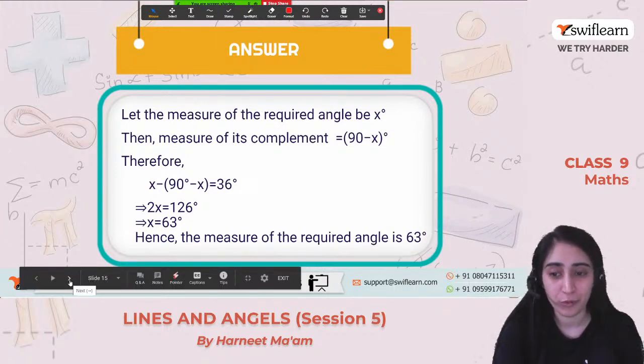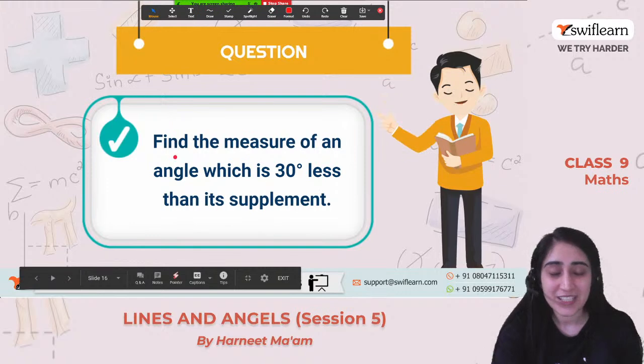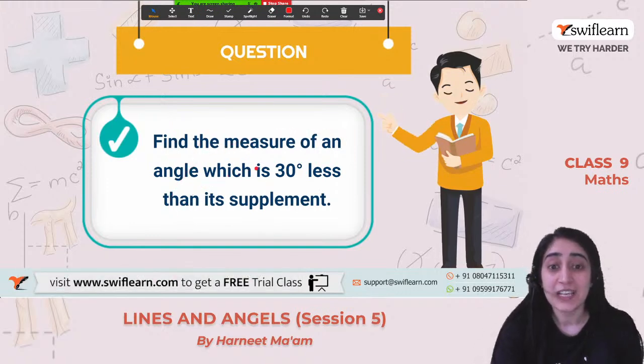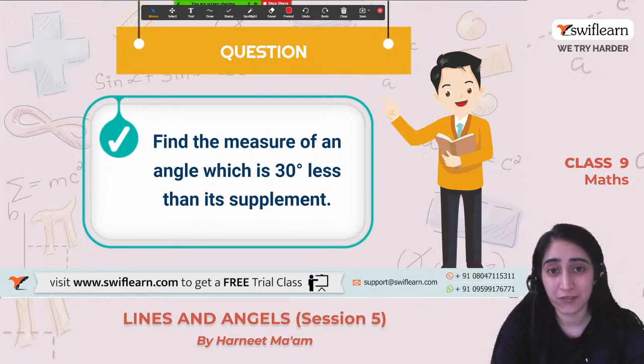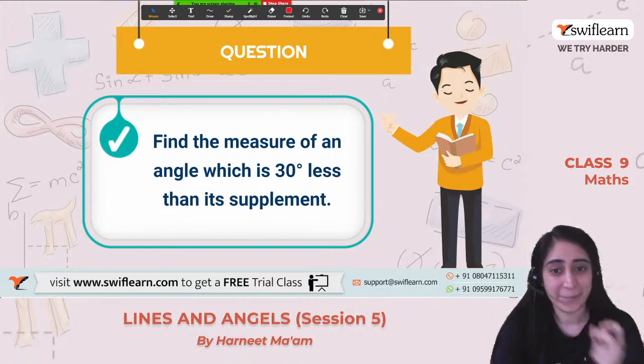So I'll give you one more question based on the same. Let's see, are you able to do the next one or not? The question says, find the measure of an angle which is 30 degree less than its supplement. Who can do it? It's just based on the question we have discussed just before this, a little bit of changing. Let's see who can do it. Giving you a few more seconds to solve. Otherwise, I'll show you how to do it.